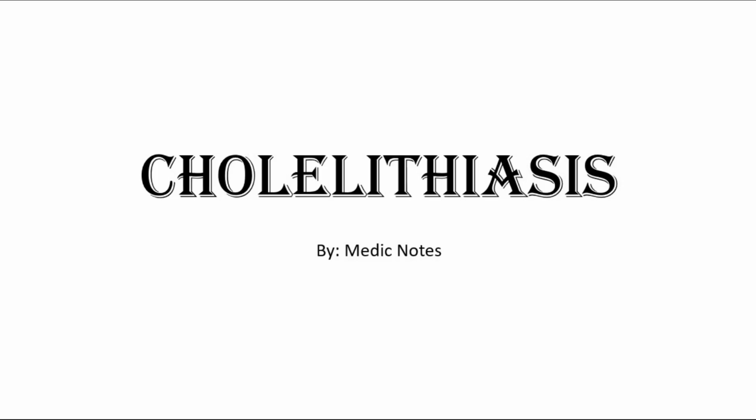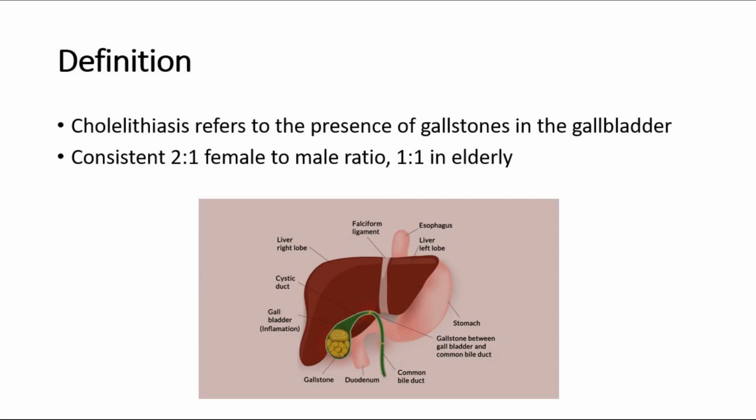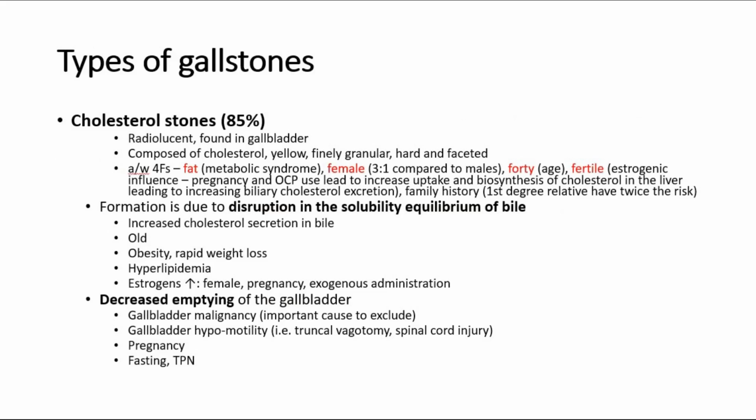This video is on cholelithiasis. Cholelithiasis refers to the presence of gallstones in the gallbladder, more common in females than males. There are two main types of gallstones: cholesterol and pigment. Cholesterol stones are the majority, 85%, radiolucent, found in the gallbladder.